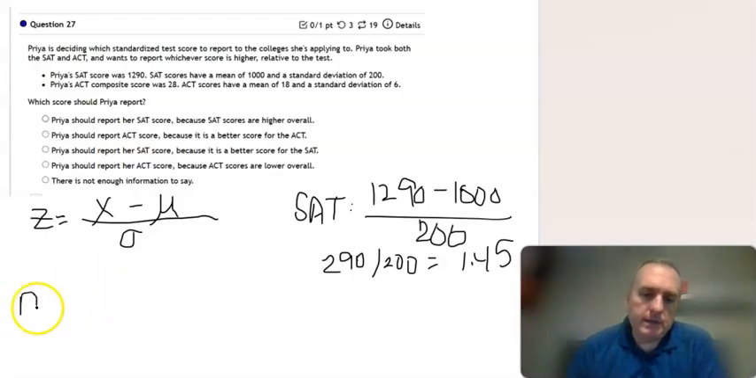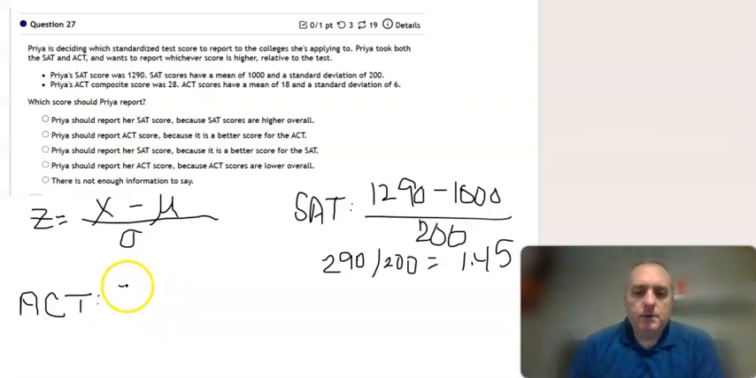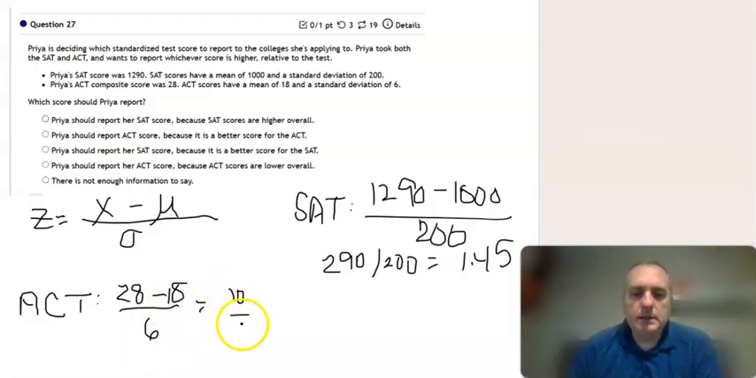Now let's do it for the ACT. Data value is her test score, which is 28, minus the mean, which is 18, divided by the standard deviation, which is 6. 28 minus 18 is 10. 10 divided by 6 is about 1.67.